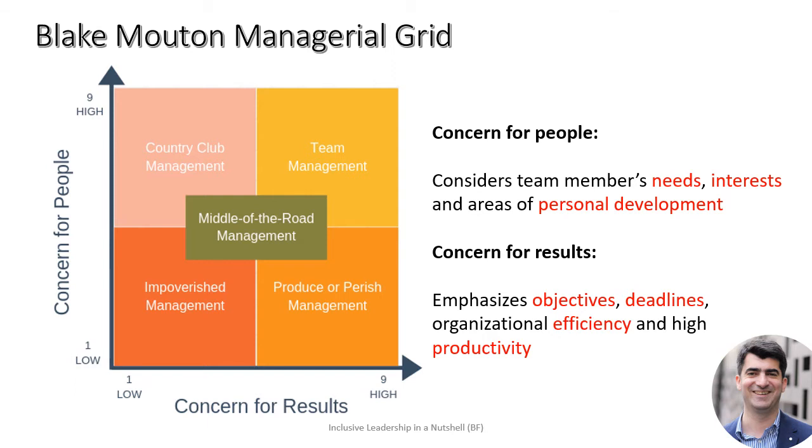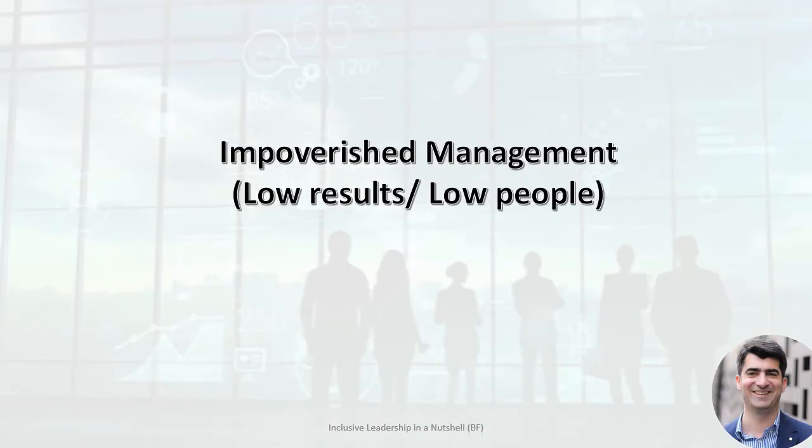Now let's have a closer look at this grid and see what each part of it shows. Let's start with the impoverished management style. The impoverished management style is also called the indifferent style. The impoverished manager is the most inefficient manager or leader. This type of leader has low focus on results and low focus on people.